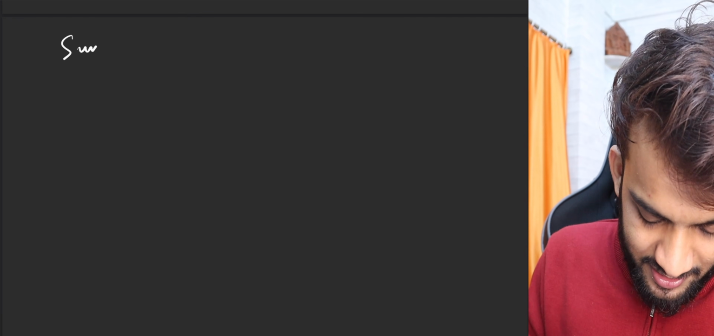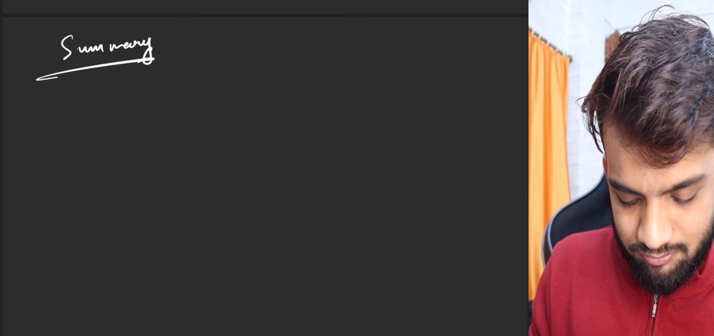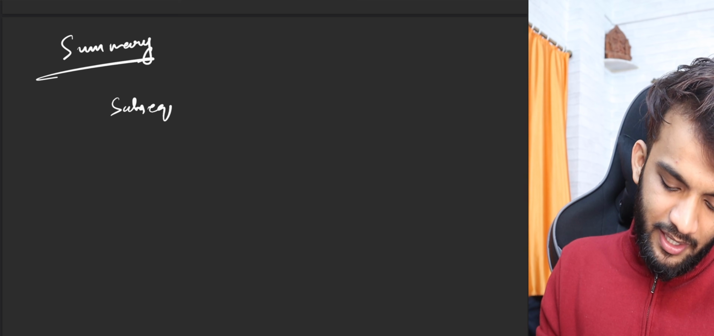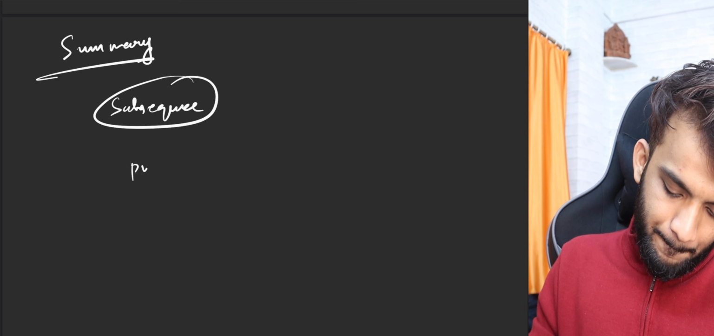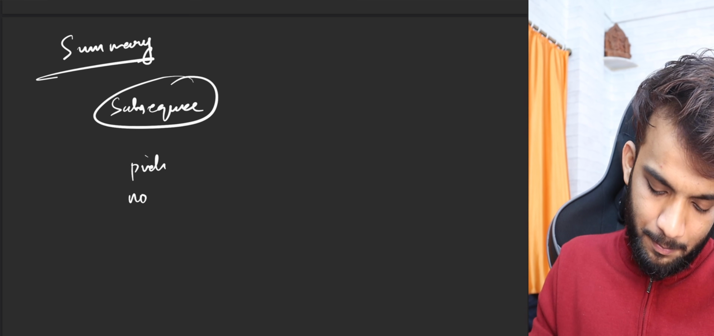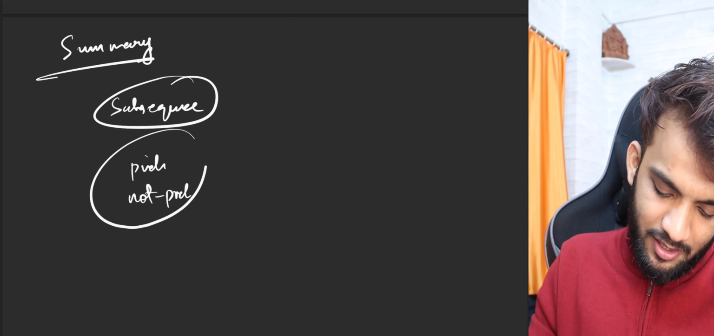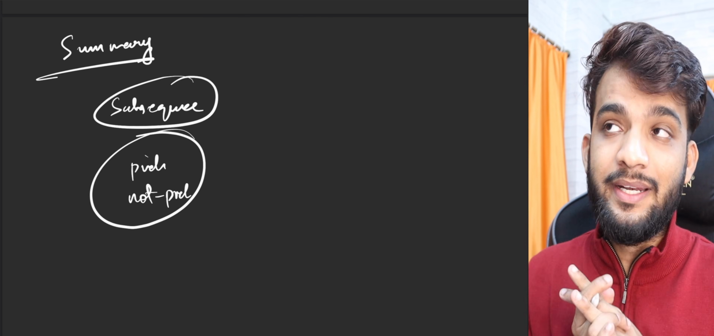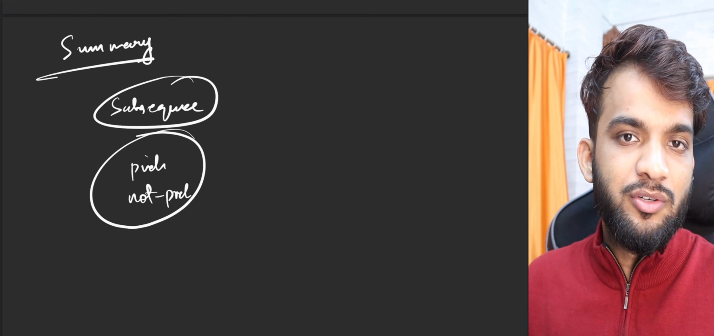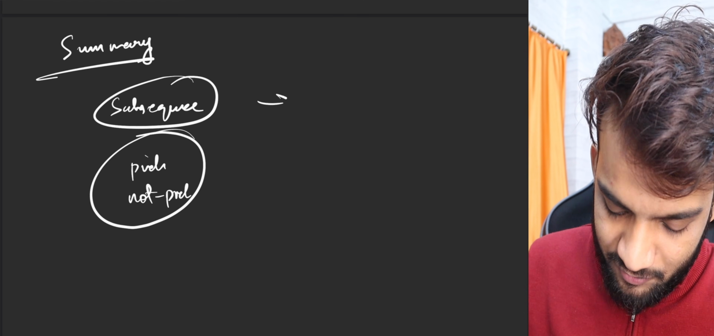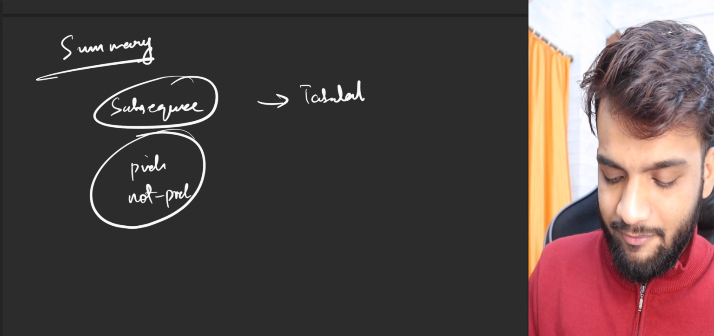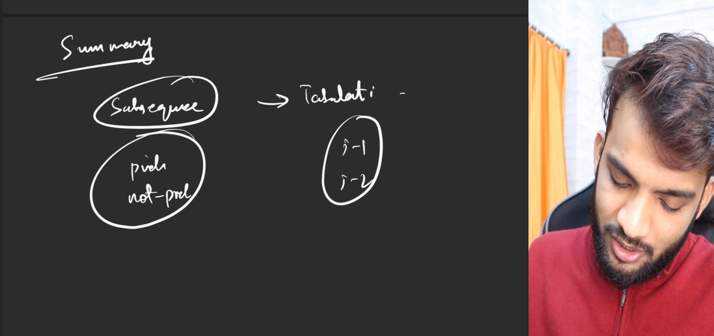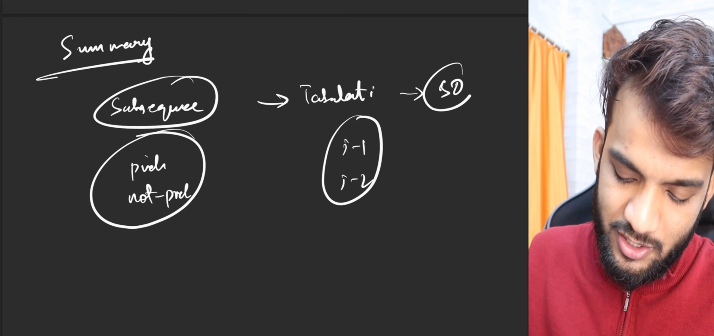So if I give a summary of the entire today's lecture, we learned something as subsequence, pick or not pick technique. And then we applied a constraint on that, because we did know about the pick and not pick technique, but we applied an additional constraint and understood how to solve it. After that, we created the tabulation, and we noticed that there was I minus 1 and I minus 2 only being used. Thereby, we converted it into a space optimization.